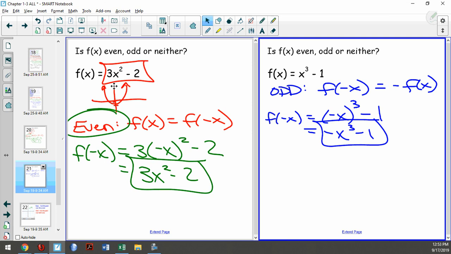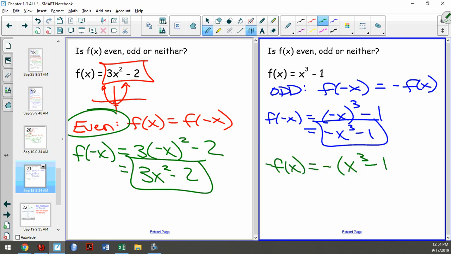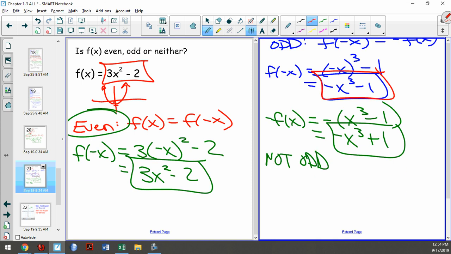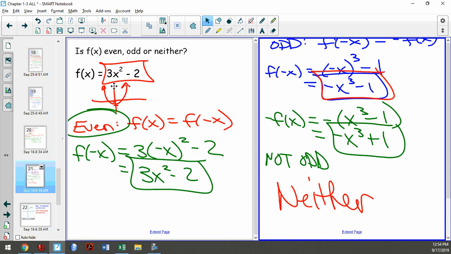Box that in. Now do negative f of x. So I'm going to distribute a negative into the function. Negative x cubed plus 1. Are those two boxes equal? What did I just show you? It's not odd. So since it's not odd, now I need to check to see if it's even. If it's even, this box and this box should equal each other. Do they? No. So what can you conclude? This is neither. Do we understand that, yes or no?